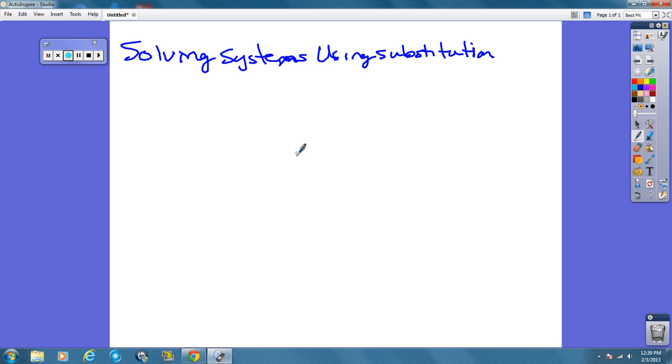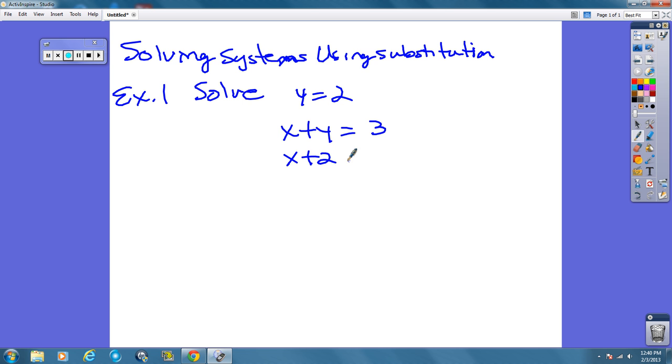So we're just going to jump on in. We're going to start with something that's really pretty simple. The easiest substitution would be, and remember this is a system, so we're going to be given two equations most of the time. If I said that y equals 2, and then I gave you x plus y equals 3, you could look at that and see that you could replace this y with 2 because that's what y is. So you'd have x plus 2 equals 3.